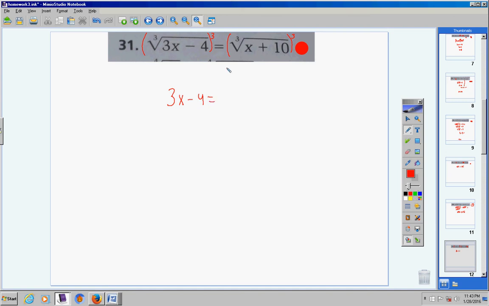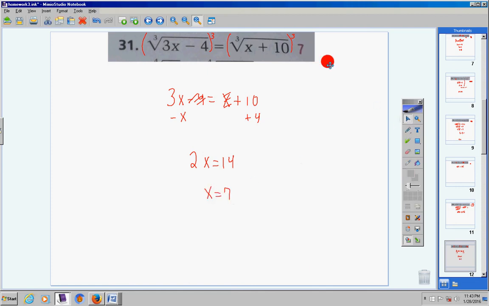When you raise a cube root to the third power, you're left with the radicand. So there we go. Look at that. Now we're ready to solve this. Bring the x over, make it a negative x. Bring the negative 4 over, make it a positive 4. And we're left with 2x equals 14. Divide both sides by 2, and x equals 7.